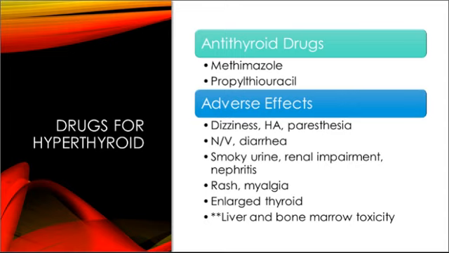Giving these medications to slow down that thyroid, the adverse effects are dizziness, headache, paresthesia, that numb tingling, usually in the fingers and the toes. It may be other places such as the lips. Nausea, vomiting, diarrhea, smoky urine, and that's what's listed, and that's the best way to put it. It's kind of cloudy. Renal impairment, nephritis, which is inflammation in the kidneys, rash, muscle pain, enlarged thyroid.